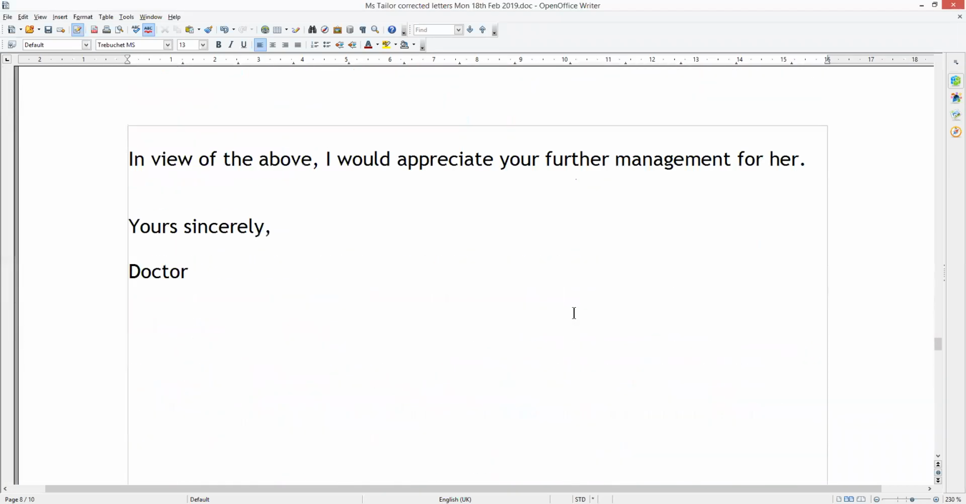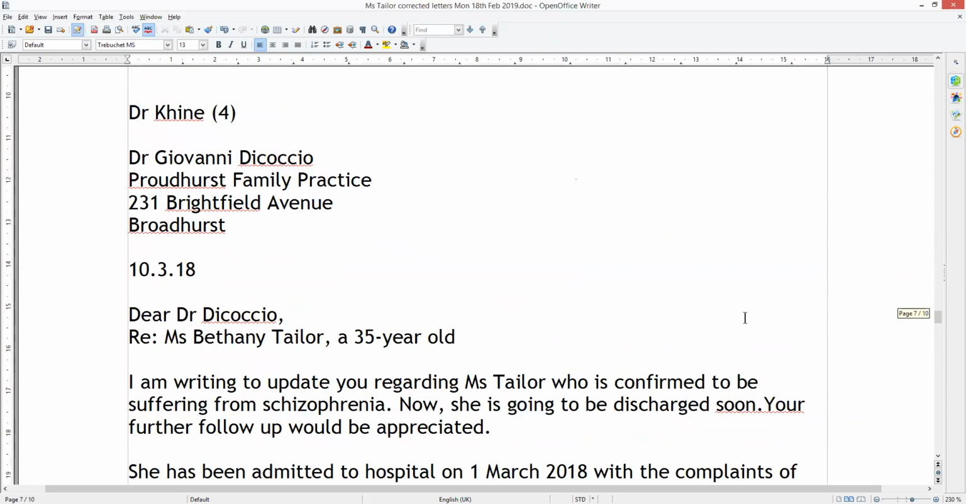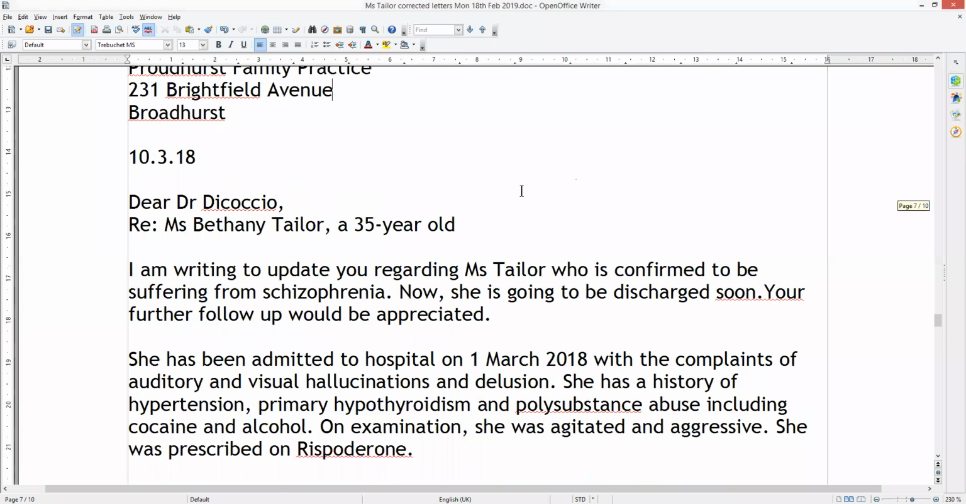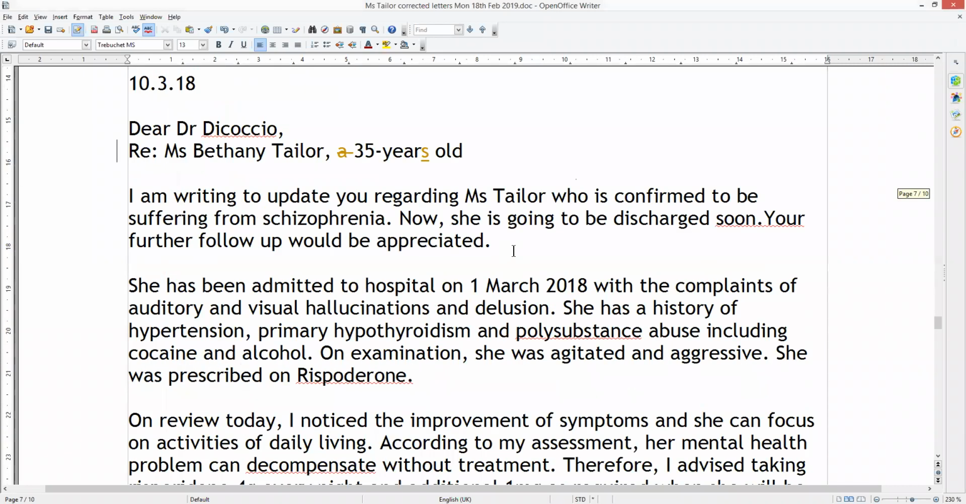And I've got to go. Kind. Is he or she? Are they here? Maybe not. Okay. A 35-year-old what? So don't need that article. Just put 35 years old. Working to Mr. Taylor's doing now. She's going to be discharged soon.